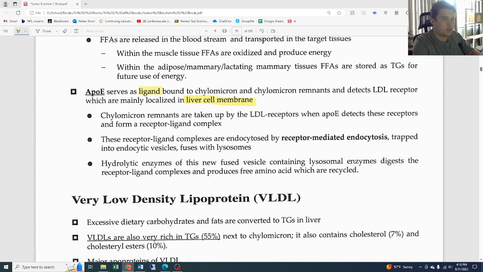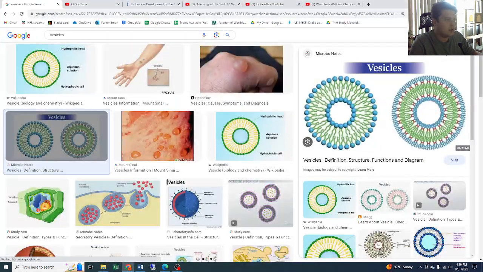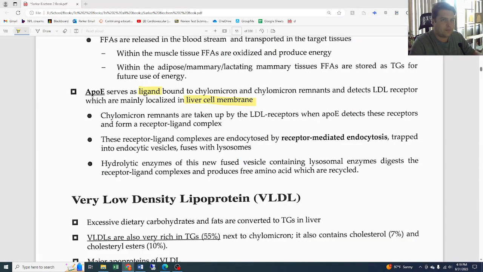So we think back a little bit to our cells and tissues. Let me pull up a good picture of a vesicle. A vesicle is kind of like a sac. This is what it's going to look like, and it has a little bit of a membrane so it can carry stuff in with it, containing it within.